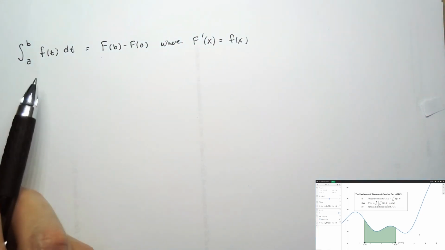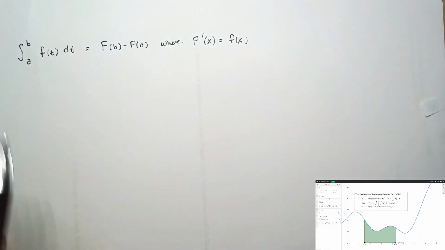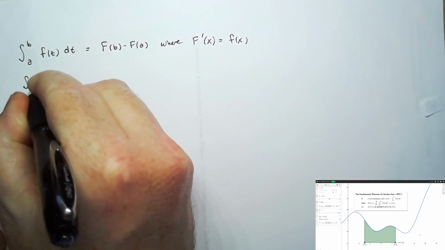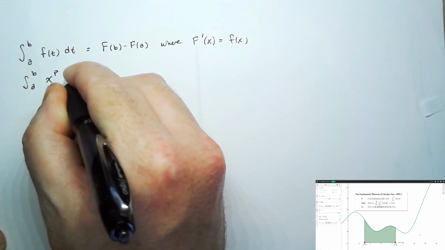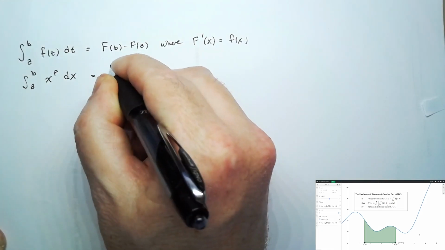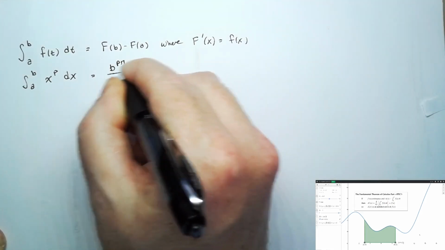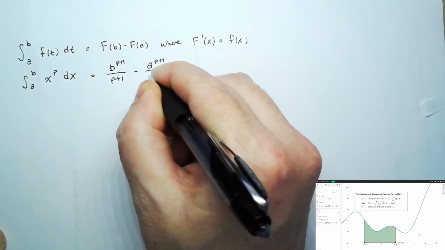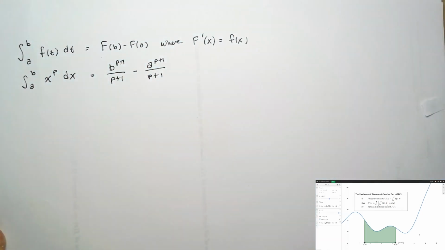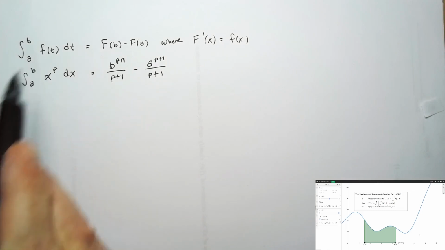We've already shown this is true for power functions. We know this is true for, say, x to a rational power dx, that this is b to the p plus 1 over p plus 1 minus a to the p plus 1 over p plus 1. We'll now see how to show this is true for all continuous functions little f.